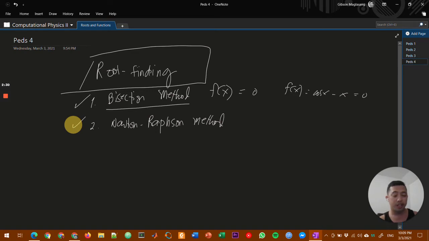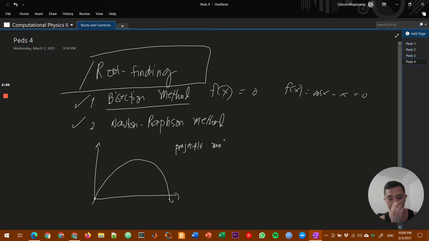Well, in physics, it has a lot of applications. One application is, let's say you have a function that is parabolic, where initially you are at 0. This problem is actually projectile motion. Right? You are familiar with projectile motion.